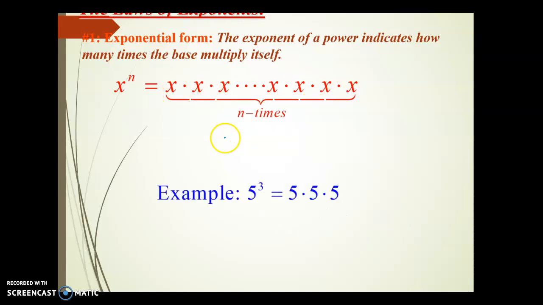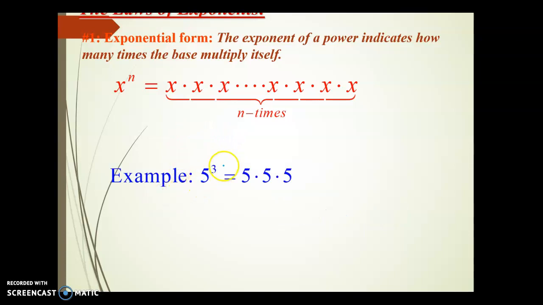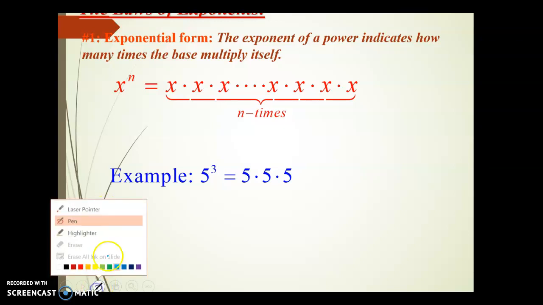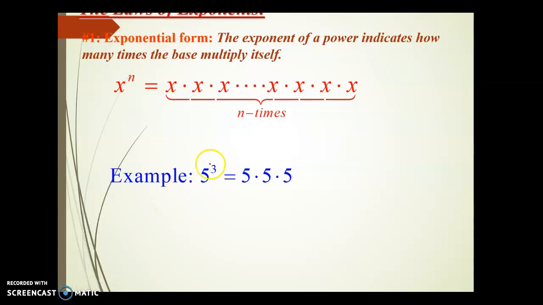So let's take for example 5 cubed from earlier. 5 cubed is equal to 125, but 5 cubed is 5 times 5 times 5. Sir, what's the difference between 5 cubed and 5 times 3? 5 times 3 is just equal to 15. But 5 cubed is equal to 125. Okay? Take note of that. It's different.